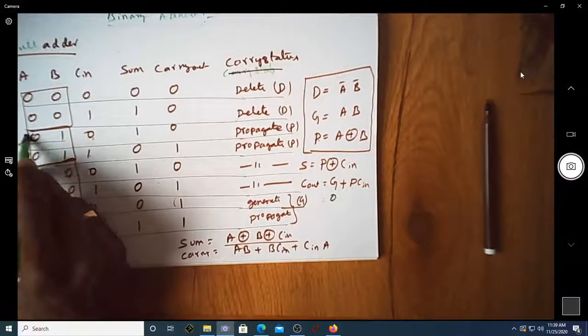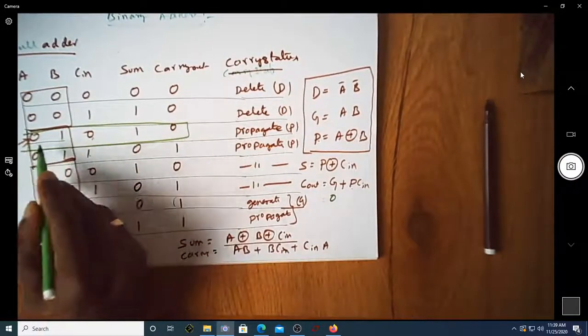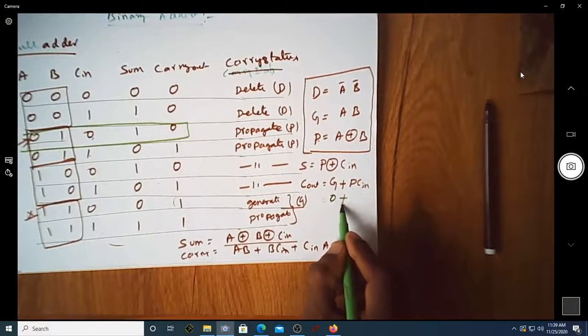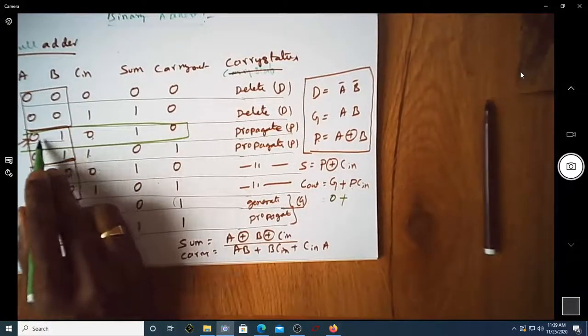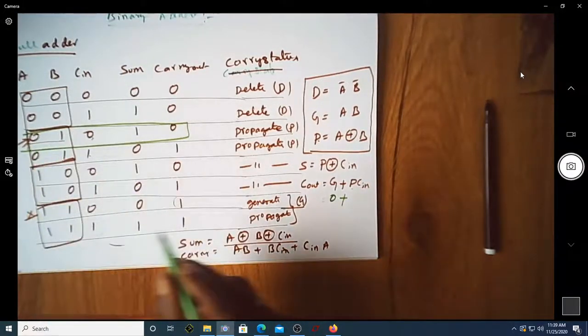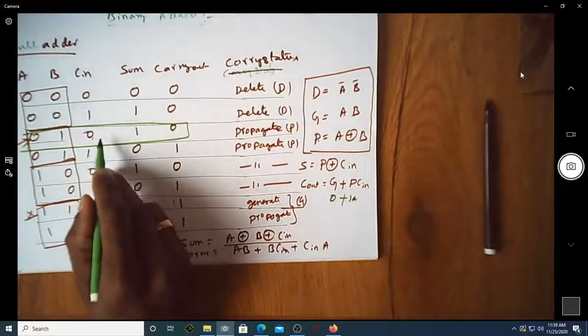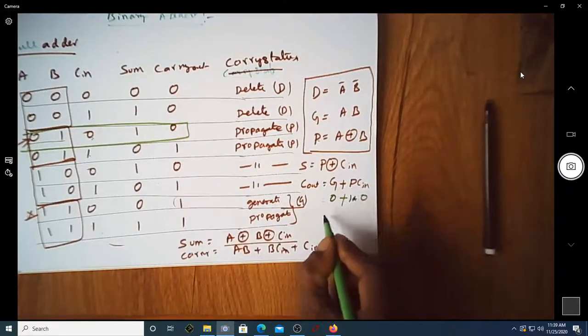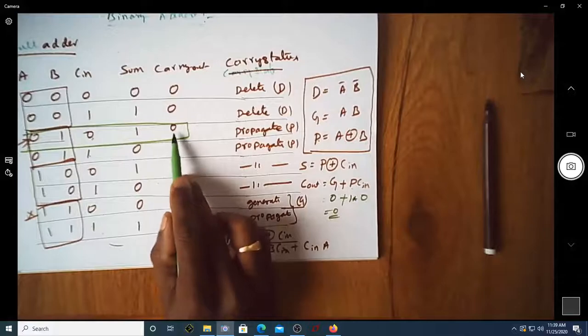I'm just looking for this particular combination. For this combination, G is equal to 0 plus what is P? P is actually A exclusive-OR B, which is equal to 1. But what is Cin? Cin is equal to 0. So this is now 0.